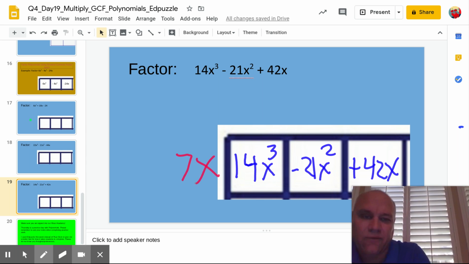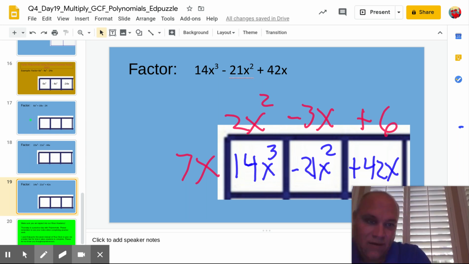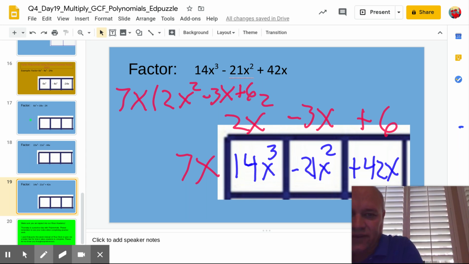7x times what is 14x to the third? Well, that's going to give me 2x squared. 7x times what gets you negative 21x squared? Negative 3x. 7x times what is 42x? That's going to be just 6. All right, so then the answer you should have gave me was 7x parentheses 2x squared minus 3x plus 6.